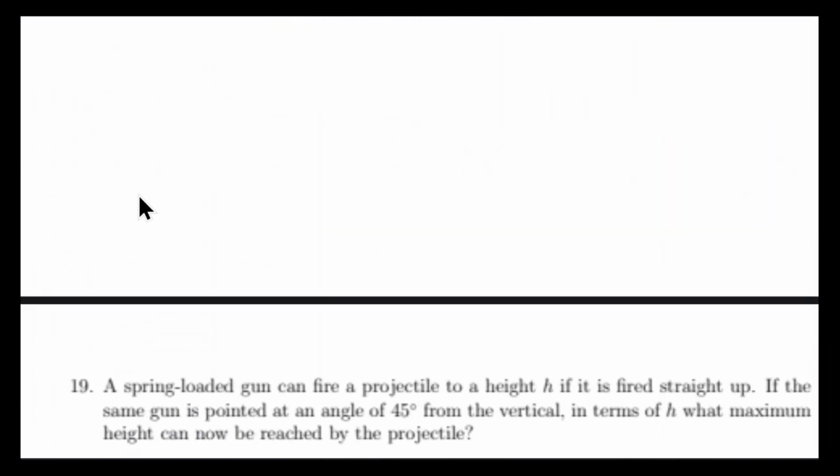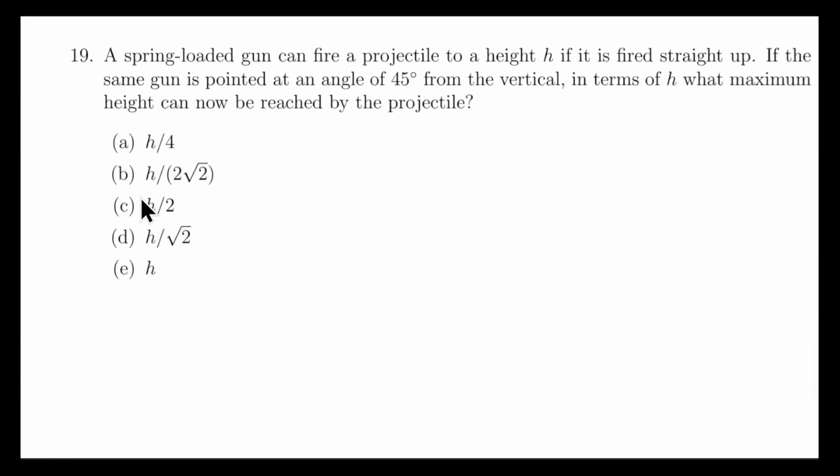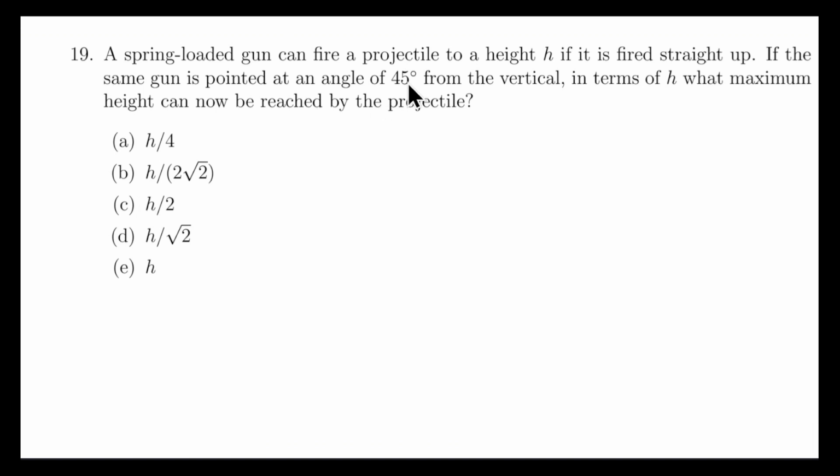Okay, next question. The spring-loaded gun can fire a projectile to a height of h if it is fired straight up. If the same gun is pointed at 45 degrees from the vertical, in terms of h, what is the maximum height that can be reached by the projectile? Okay, so I'm assuming that the velocity remains the same, right?